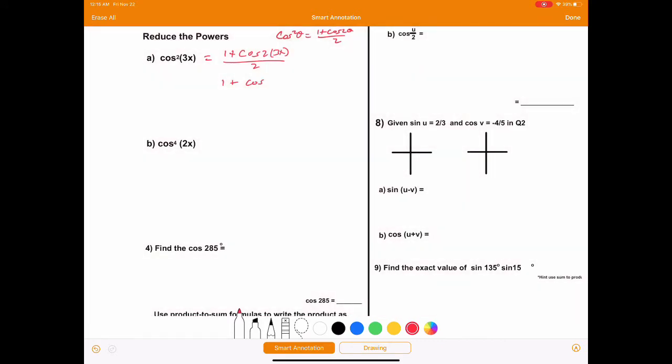This can be multiplied out. 2 times 3 is 6x, so it's cosine of 6x all over 2. And that's it, we're done. Let's go to the next problem.